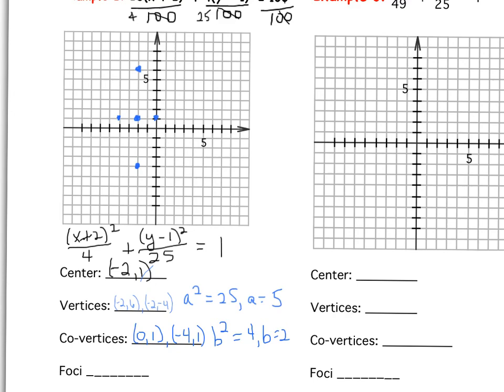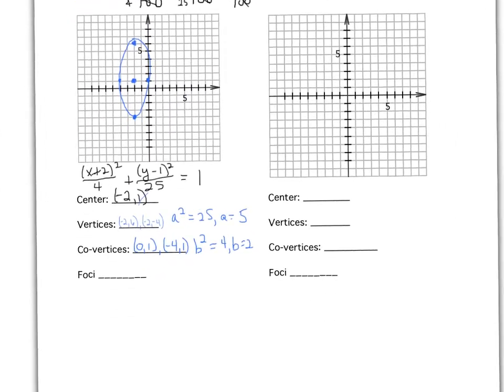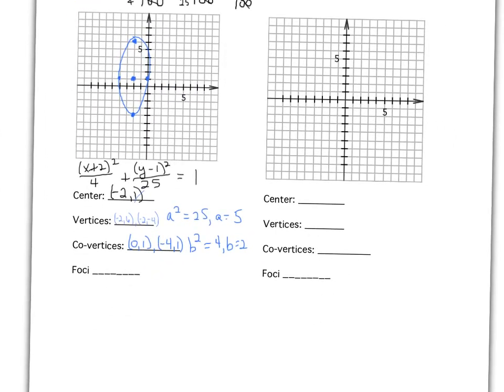We can now sketch in our ellipse. Notice it's taller on the y-axis versus on the horizontal as in example 1. We now need to find our foci, so let's go down a little bit. The foci, because we're using A always as the major axis, is c squared equals a squared minus b squared.